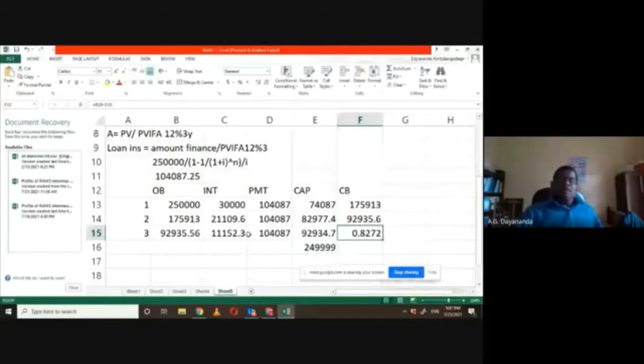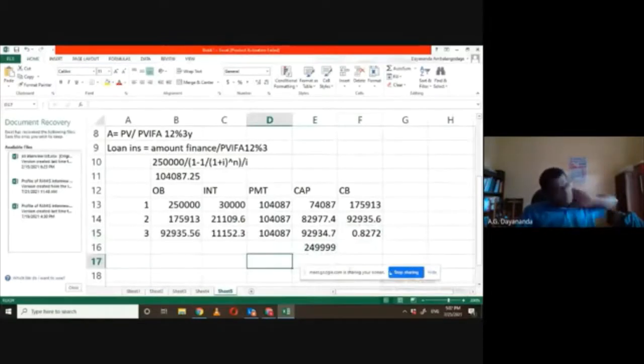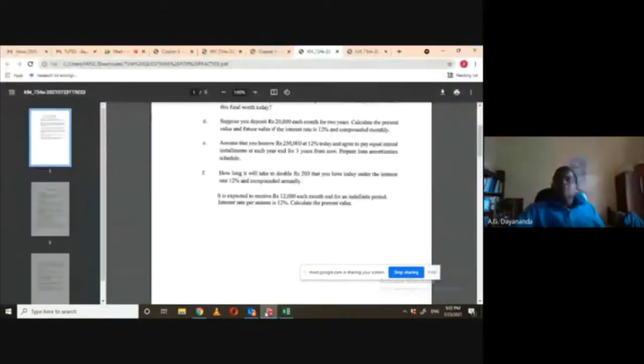Okay, so that is about the loan amortization schedule. If you copied it down or if you took a screenshot, shall we go to the next question, without taking much time?